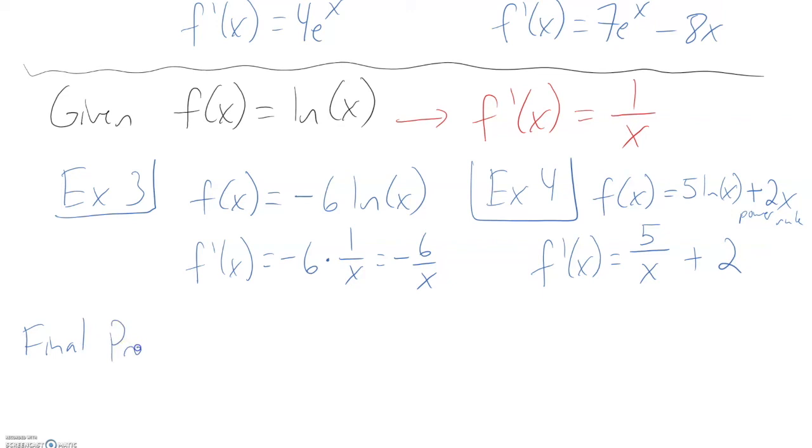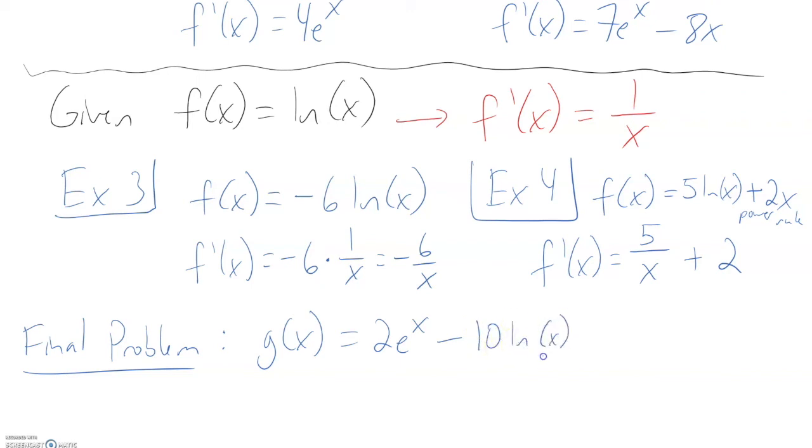And so hopefully you're not finding those too difficult. Let's just try one final problem, putting it all together. Give a slightly longer function with multiple terms. We'll set up g of x equals 2 times e to the x minus 10 times natural log of x plus 10x cubed. When we see something like this, we just go term by term. I see 3 derivatives I have to take.